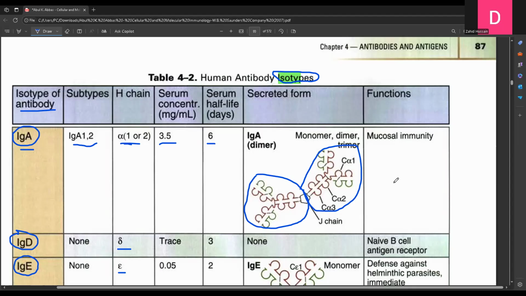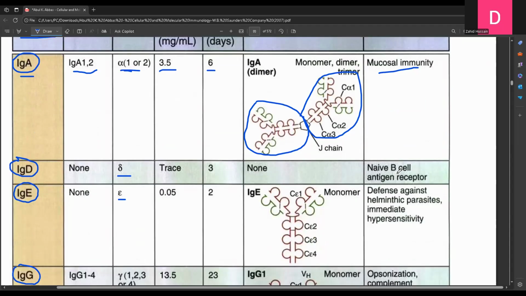So it will help in the first line of defense, as a component of innate immunity or mucosal immunity, where it will help fight with the microbes and bind with the microbes so that they will not be able to enter the body. So the first type is IgA, and the second one is IgD.